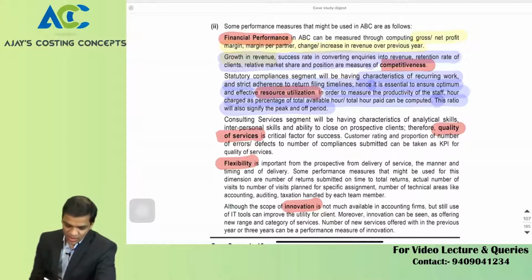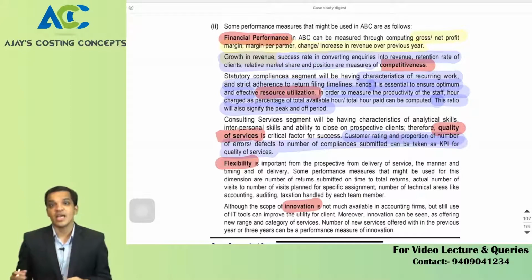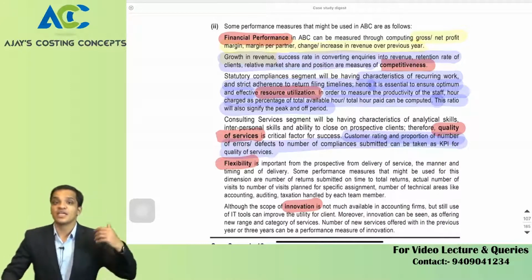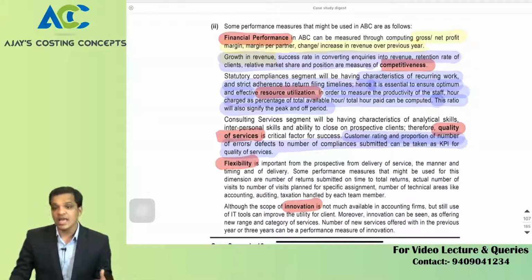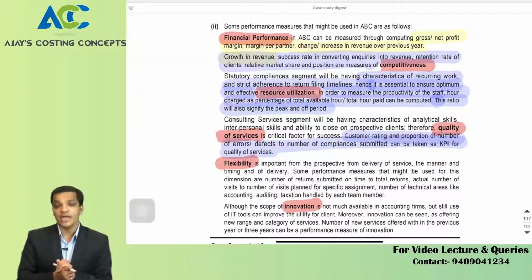Now when it comes to quality, the analysis should cover critical factors like customer ratings, the proportion of errors and defects, and compliances submitted. While doing compliances like filing of returns, how many errors have you made? While doing an audit, what errors have you made? How have the customers been giving you ratings? How well have you been able to present to your customers or clients, right? That is the third criterion of your quality performance.